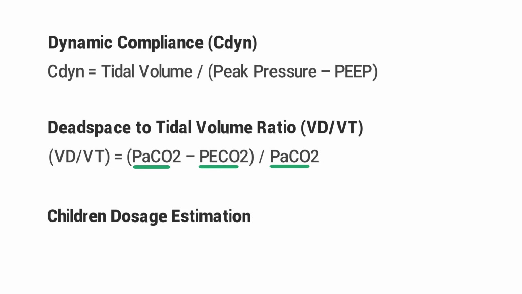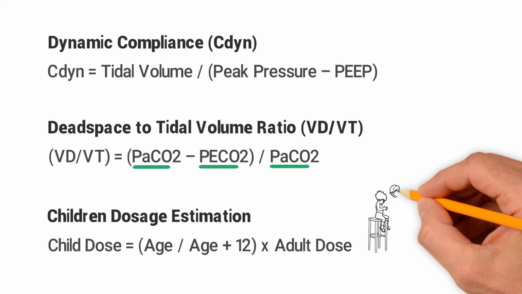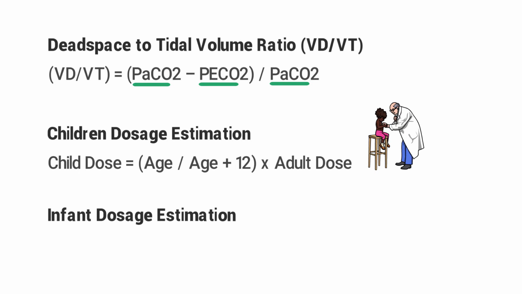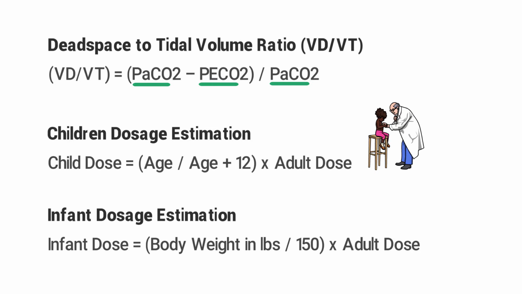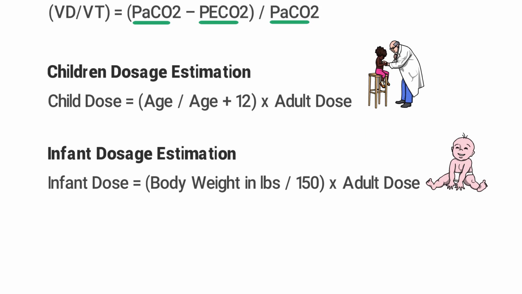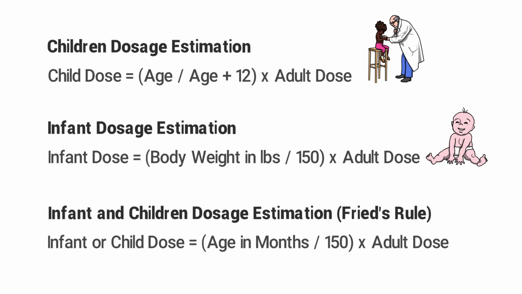Children dosage estimation. So a child dose would be equal to the child's age divided by their age plus 12 multiplied by the adult dose. Infant dosage estimation. An infant dose would be equal to their body weight in pounds divided by 150 multiplied by the adult dose. Then there's the infant and children's dosage estimation using Fried's rule, which is the infant or child dose is equal to their age in months divided by 150 multiplied by the adult dose.